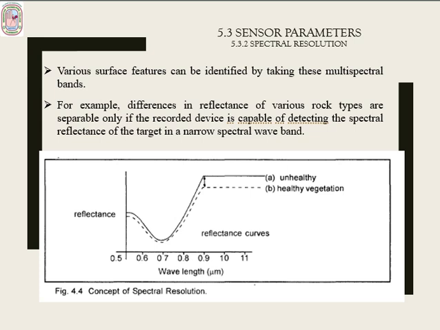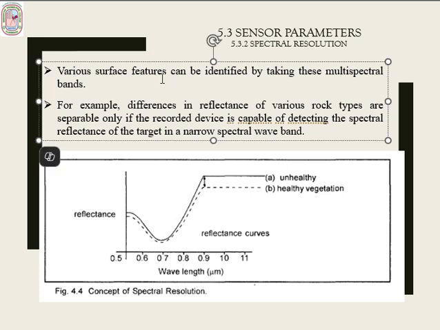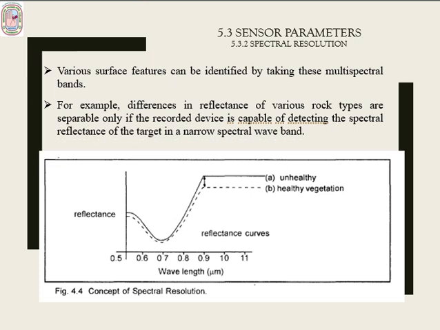Here it is showing two different reflectance curves, one for unhealthy vegetation and another one for healthy vegetation. In this way we can also find the different types of healthy and unhealthy vegetation. So, that means various surface features can be identified by taking these multispectral bands.